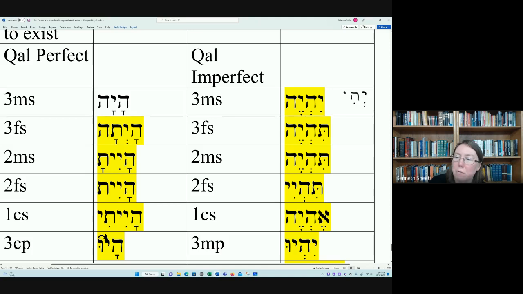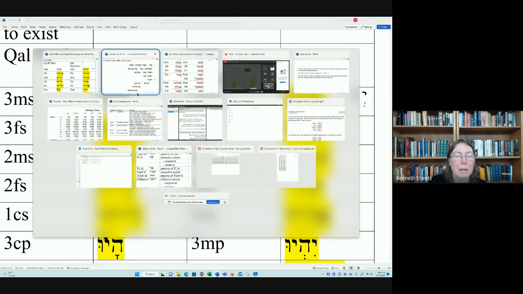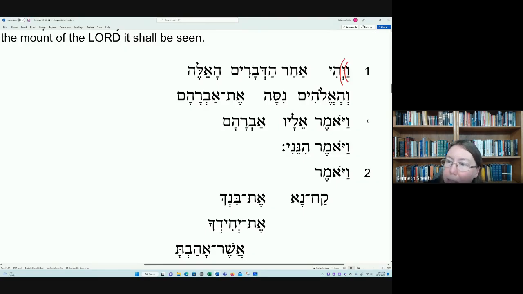Here we have the shortened form, which is yihi, and that's exactly what we're dealing with here with the wow consecutive. So this would be a qal imperfect third masculine singular, and it has the wow consecutive on it. And the wow consecutive has this tendency to flip the aspect.